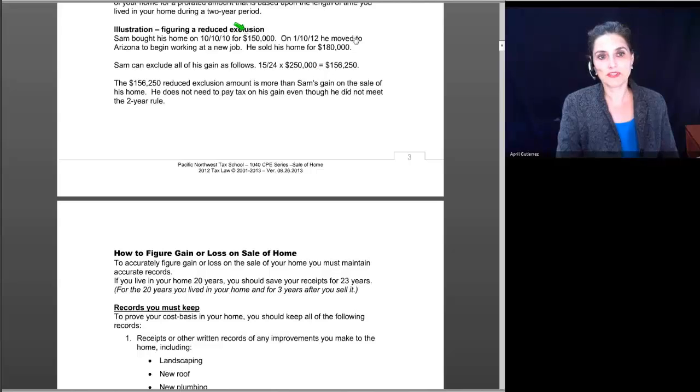Well, it's pretty obvious that the amount he's allowed to exclude is far greater than his gain of $30,000. Because he buys for $150, sells for $180, the gain is $30. He's not going to get taxed on the gain. He'll be allowed to exclude it all.